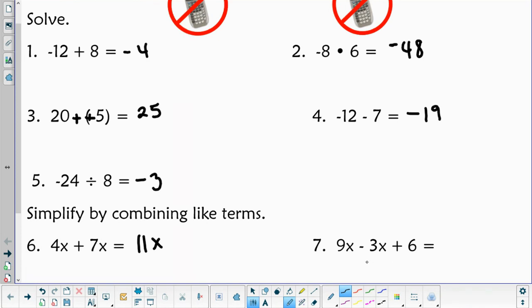Okay. In number 7, you have to watch out. 9x minus 3x, those are like terms. So 9 minus 3 is 6x. But this 6 over here is not a like term because it doesn't have an x on it. So we're going to keep the plus 6 by itself. And this is how we have to leave it.